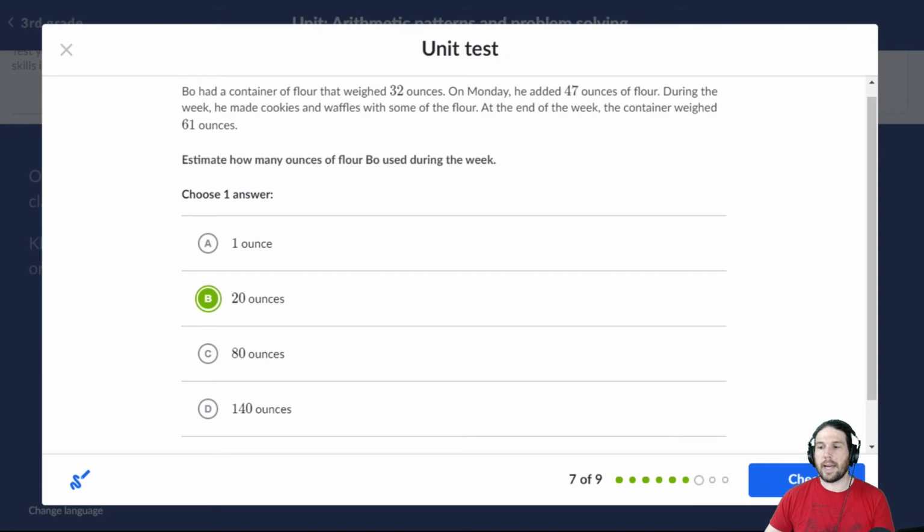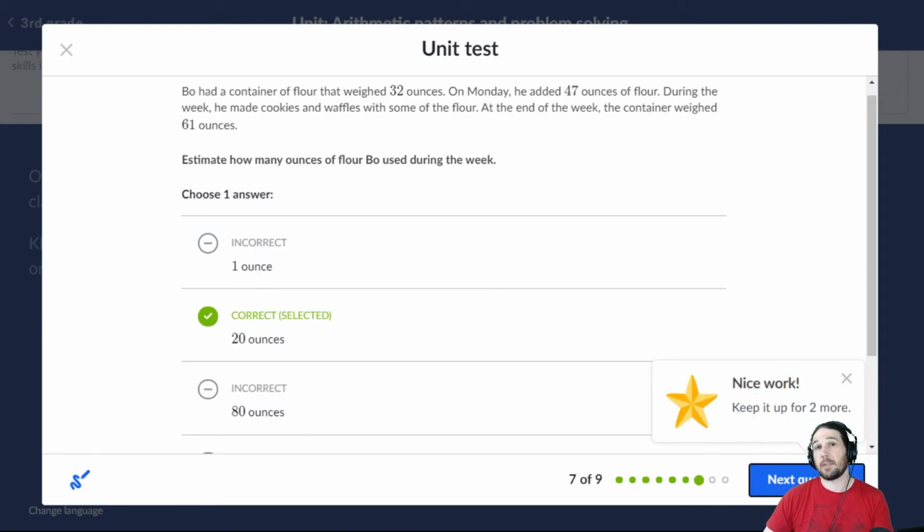Well, I'm going to say 20 ounces, and I didn't actually do a lot of math. I just estimated. 30 and 50 is 80, minus 60 is 20. And that's close enough. It's definitely closer than 1 or 80. Remember, estimation can be your friend.